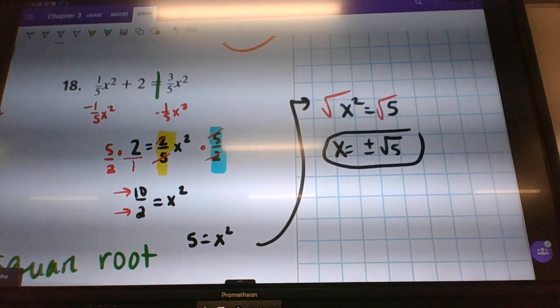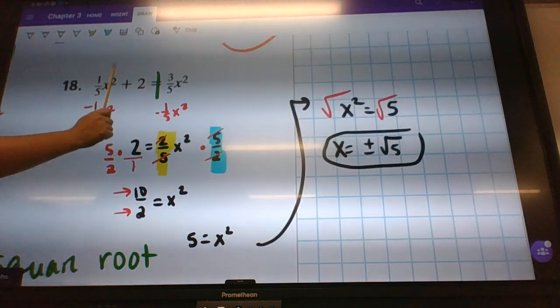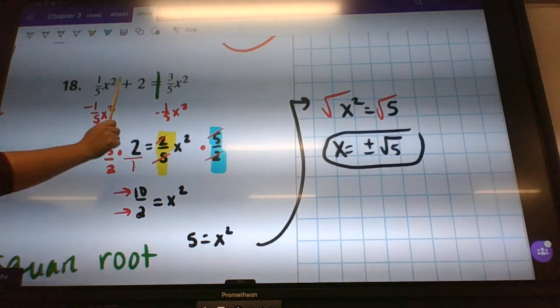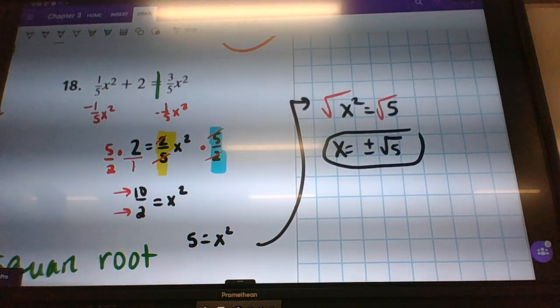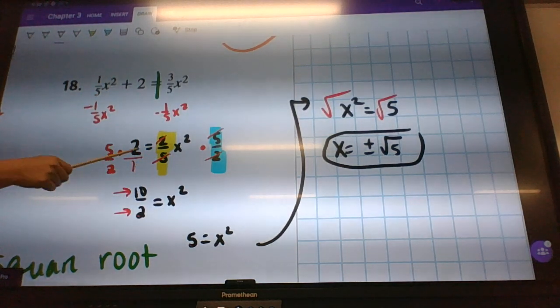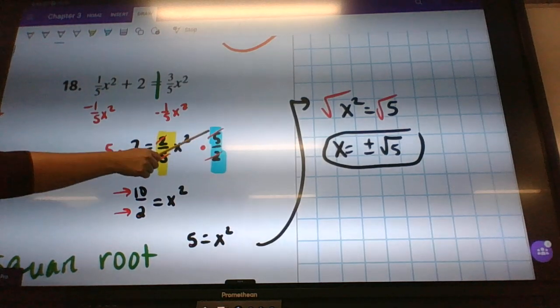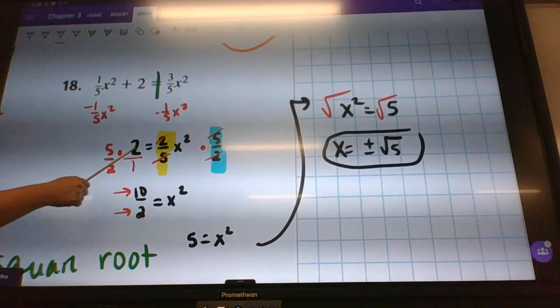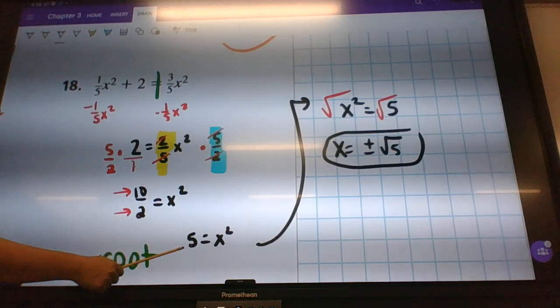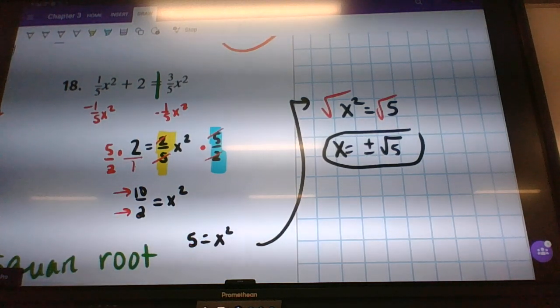Okay, here's 18. So, collect your x squareds together, subtract 1/5, you end up with 2/5. Then, I use the reciprocal like I did over there. I flip the 2/5 to 5/2 on both sides. And that made 10/2, which is 5. 5 is x squared.